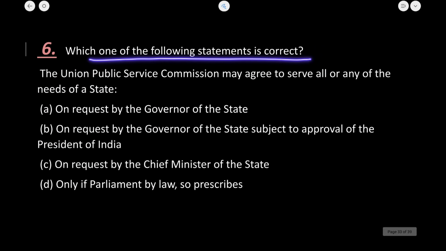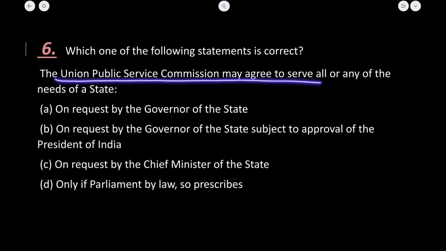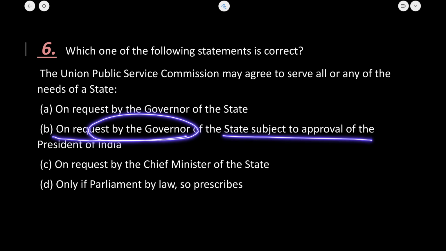Which of the following statements is correct? The UPSC may agree to serve all or any of the needs. Now, this can be done when the governor requests subject to the approval of the president. So, this is an important question. You can write it down. B is the correct answer.